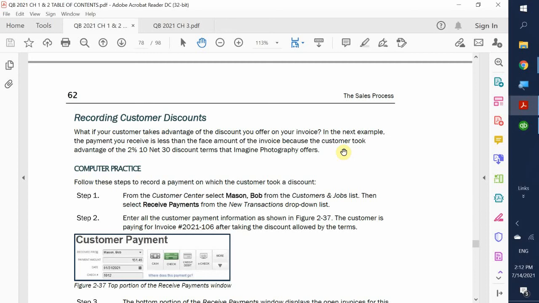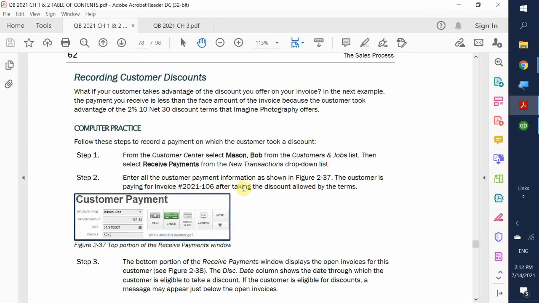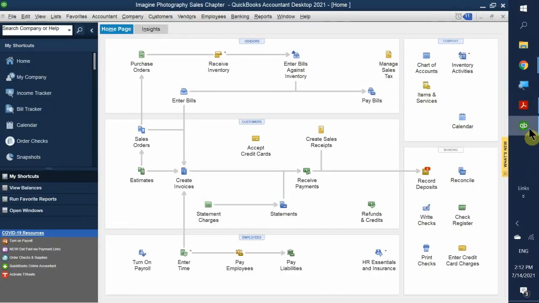So this is the issue. What happens when Mr. Bob Mason decides to go ahead and pay for his invoice, and he wants to take advantage of the discount that we gave him? In this case, I'm going to show you how to do that. It's very similar to how we enter a vendor credit, which we learned about earlier, and how we apply them onto our bills. That's the same idea here, except this time we're going to be in the receive payments window.